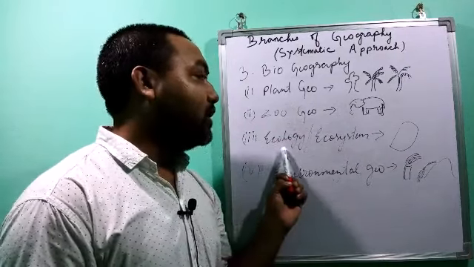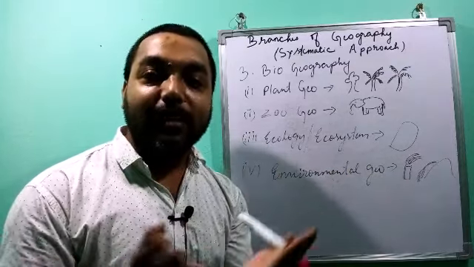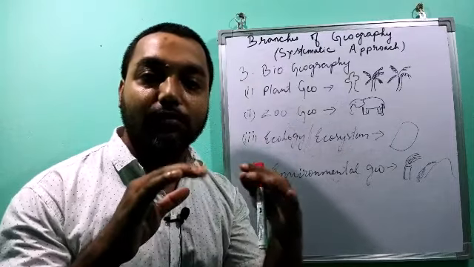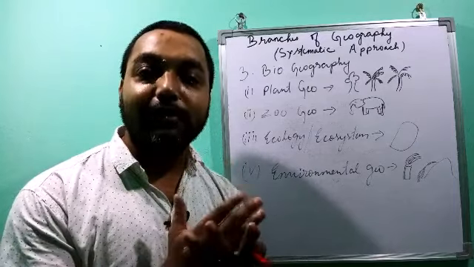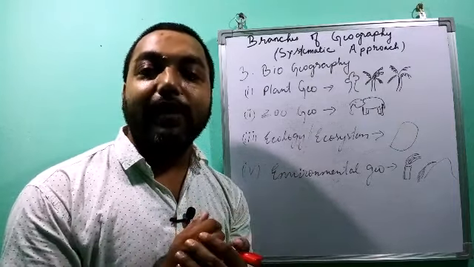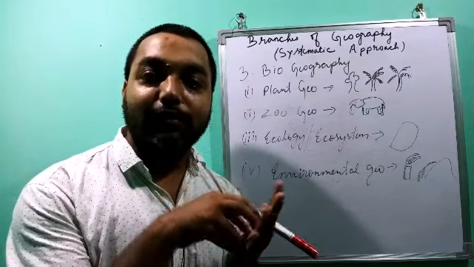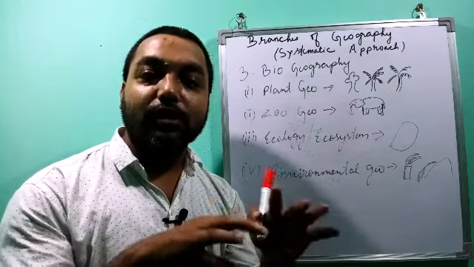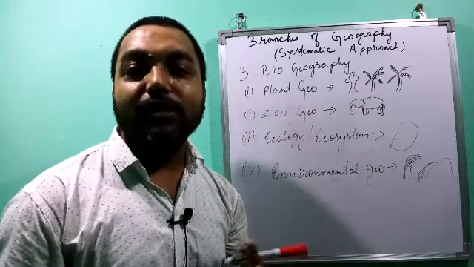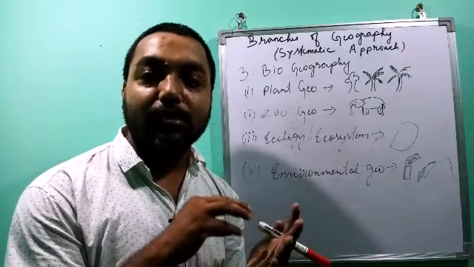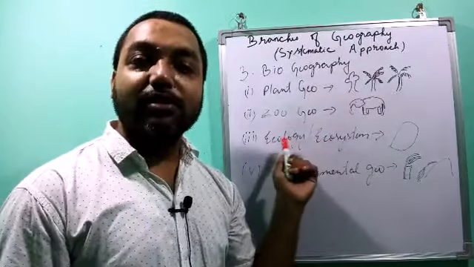Next is ecology or ecosystem. An ecosystem is the total environment needed by a particular organism or living being to survive. That particular environment is called the ecosystem. Suppose for a fish, a particular pond is needed. The pond is the complete ecosystem for that fish. The study of this ecosystem is called ecology.